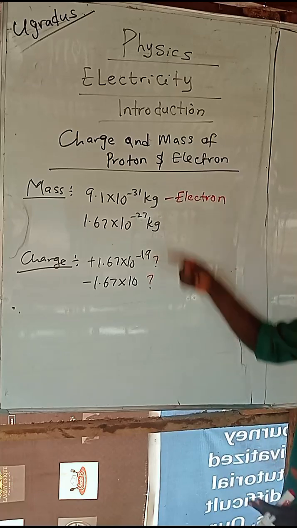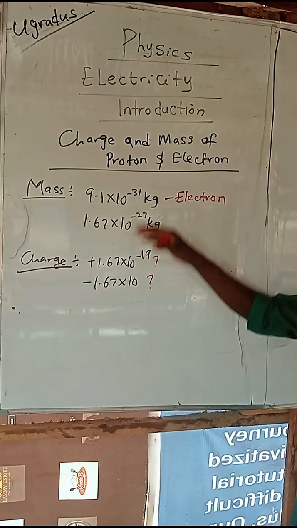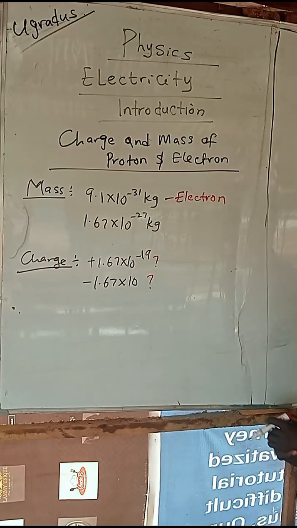Yes, of course, the unit of mass is kilogram. So the mass of a single electron is 9.1 times 10 to the power of minus 31 kilogram.